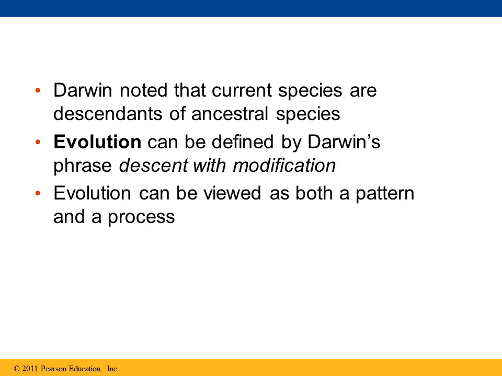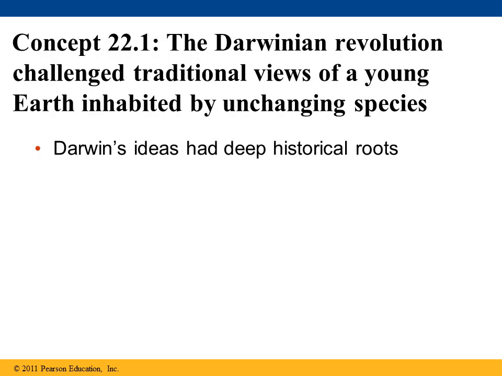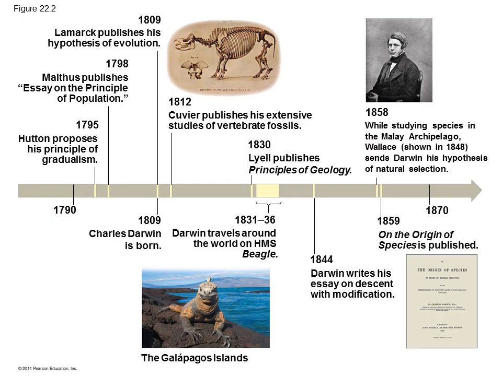Darwin noted that current species are descendants of ancestral species, so evolution can be defined by Darwin's phrase, descent with modification. Evolution is viewed as both a pattern and a process. So Darwin's ideas came from research on early Earth, which contradicted the church. Here is a timeline of the important historical events that influenced Darwin's work.